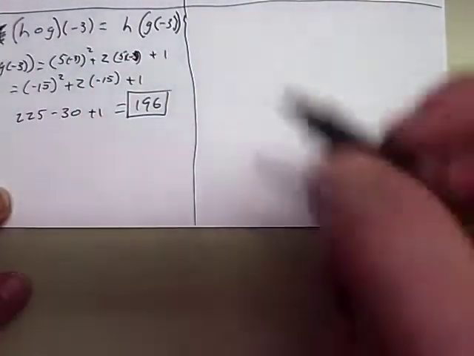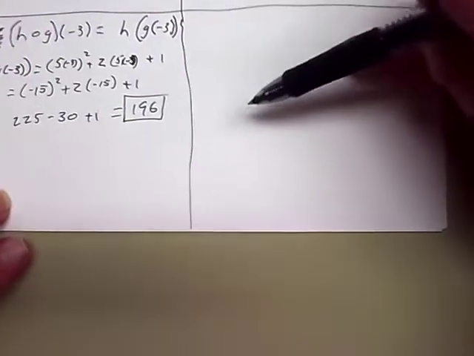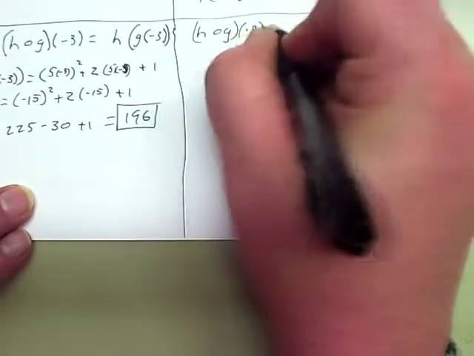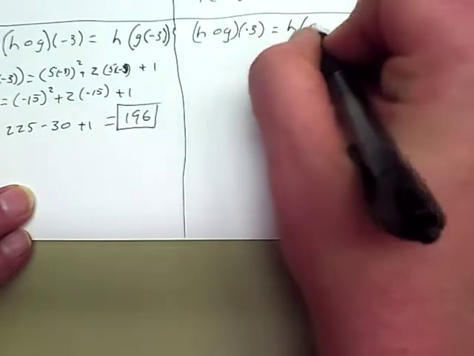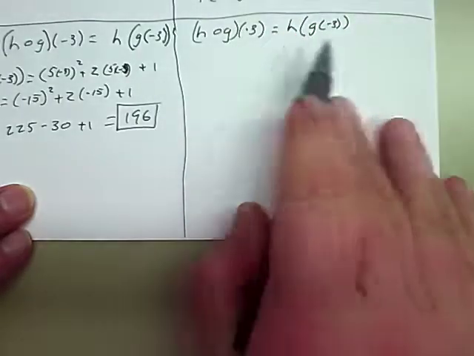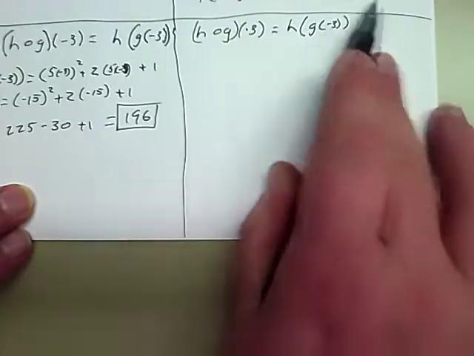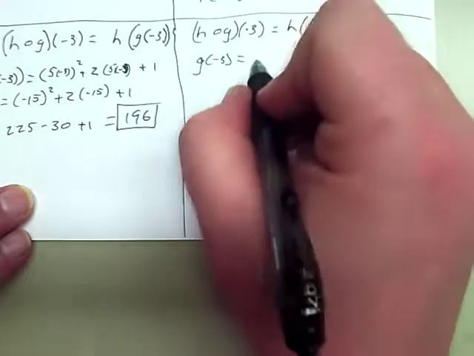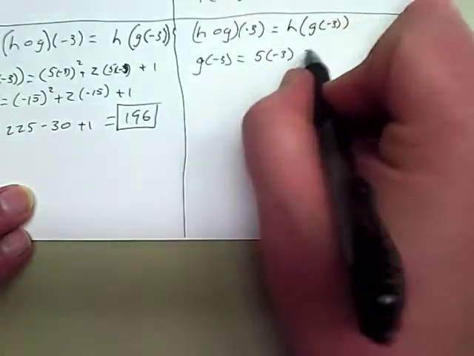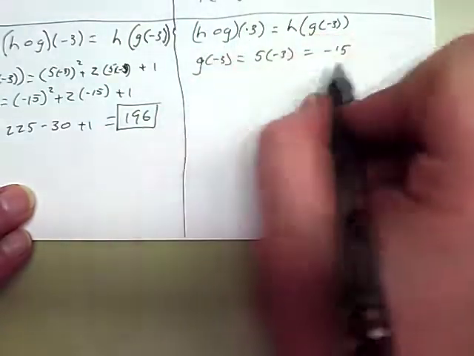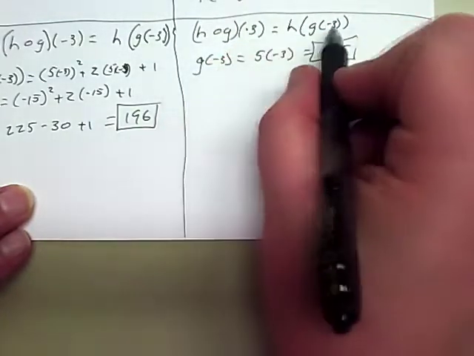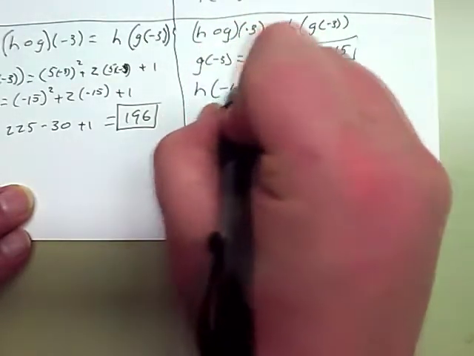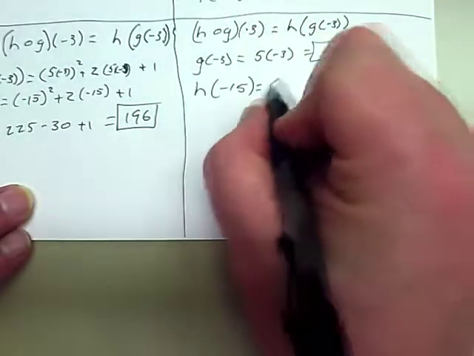Woo-woo. Now, if I want to do this in stages, h composed with g of -3 is h of g of -3. I like it like this because this reminds me that the g of -3 is going in for h. So let's go find g of -3 to start with. G of -3 is going to be 5 times -3. As we've already seen, that's going to be -15. So now I need to take g of -3 out, and I'm going to replace it with -15. So now I'm looking for h of -15.